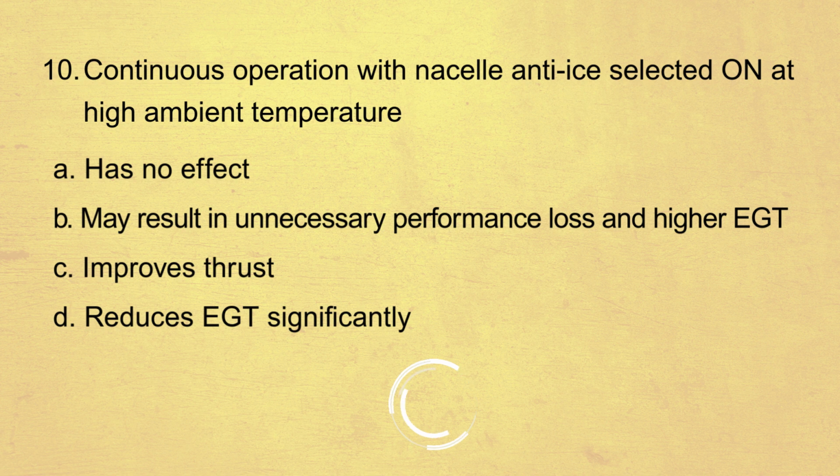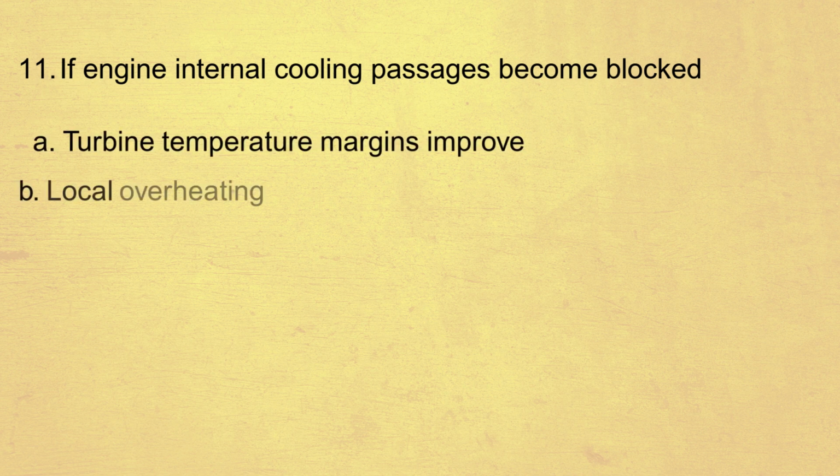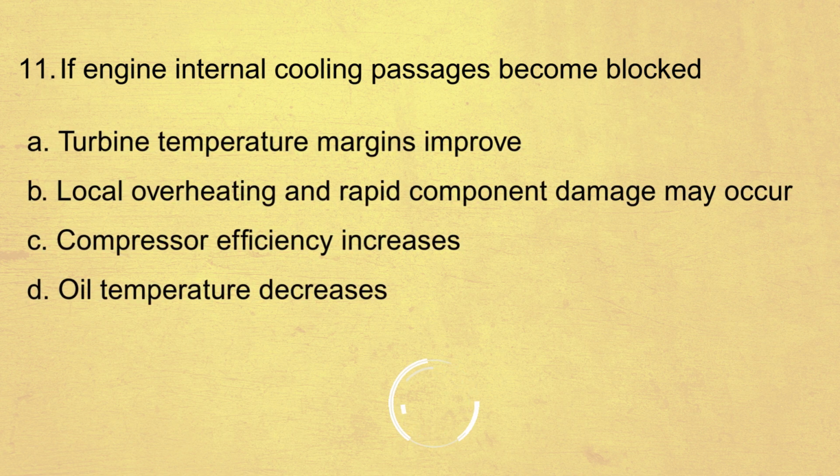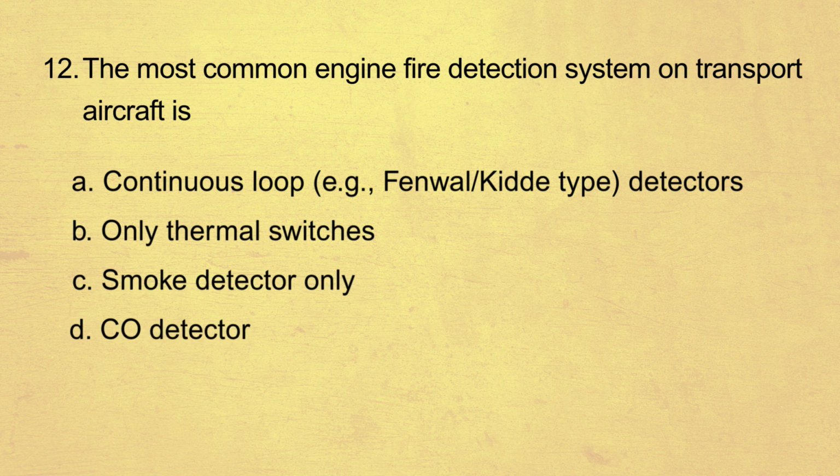Continuous operation with nacelle anti-ice selected on at high ambient temperature may result in unnecessary performance loss and higher EGT. If engine internal cooling passages become blocked, local overheating and rapid component damage may occur. The most common engine fire detection system on transport aircraft is continuous loop detectors.